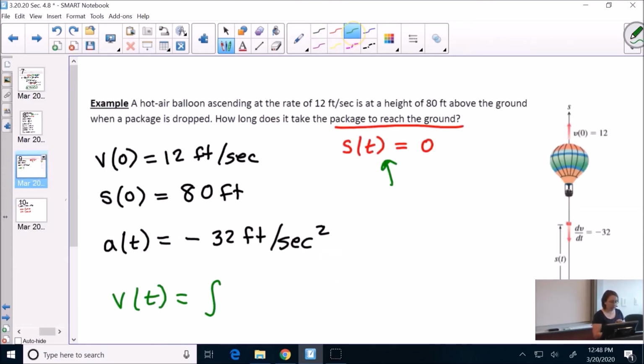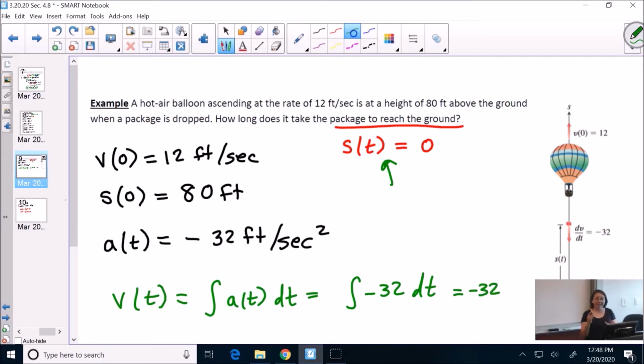Alright, so to find the velocity, we have to integrate A of t. We need the antiderivative of negative 32. I just reminded you, when we have a number, the number just chills out. Negative 32 chills out. We're integrating dt. Remember, when we integrate just dx, we end up with x. Integrate just dt, you end up with t. Plus your constant. Don't forget that constant.